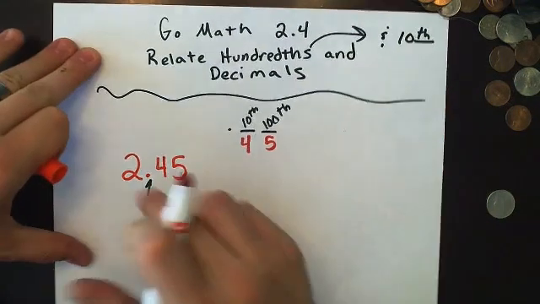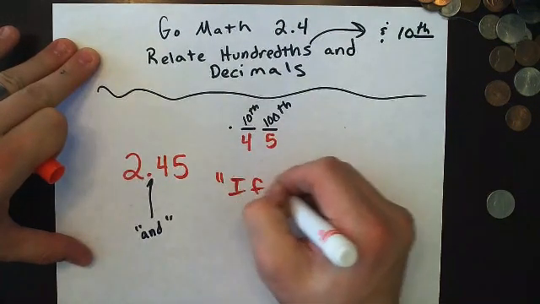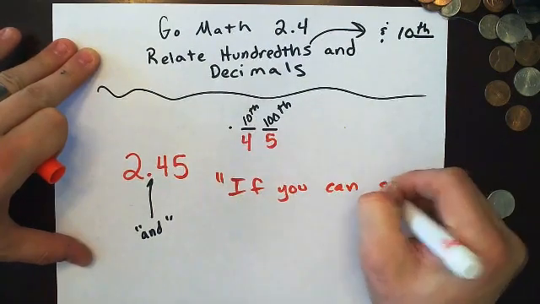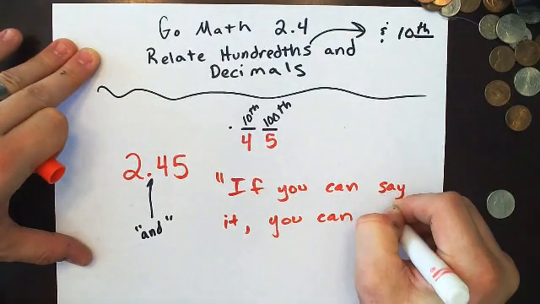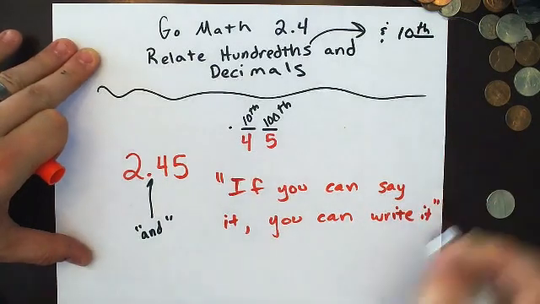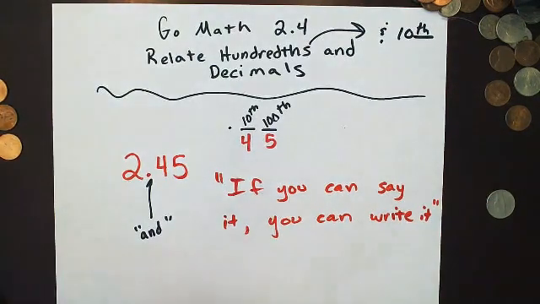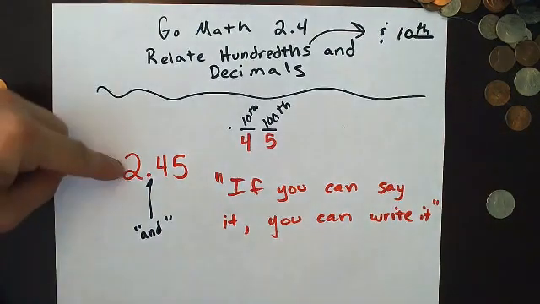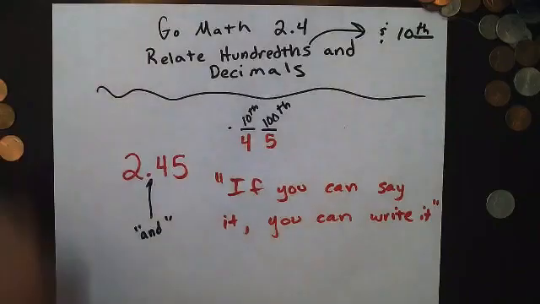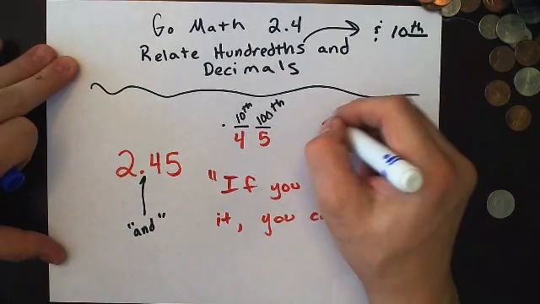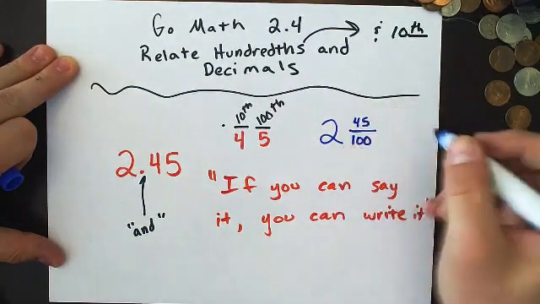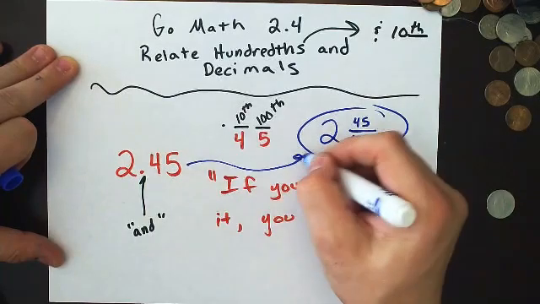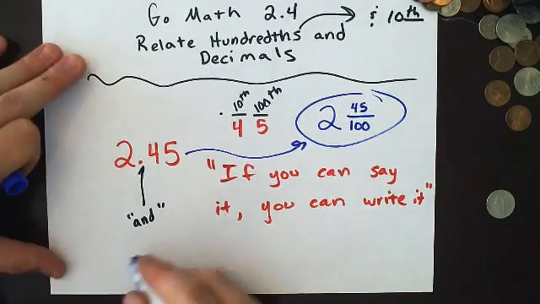So how do we put that in a fraction? Well, my motto is if you can say it, you can write it. That's one thing I've said in class a whole lot. If you can say it, you can write it. You can write the words that you're actually saying. And we've already said the answer to this, 2 and 45 hundredths. So watch: 2 and 45 hundredths. Done. That's my answer right there.